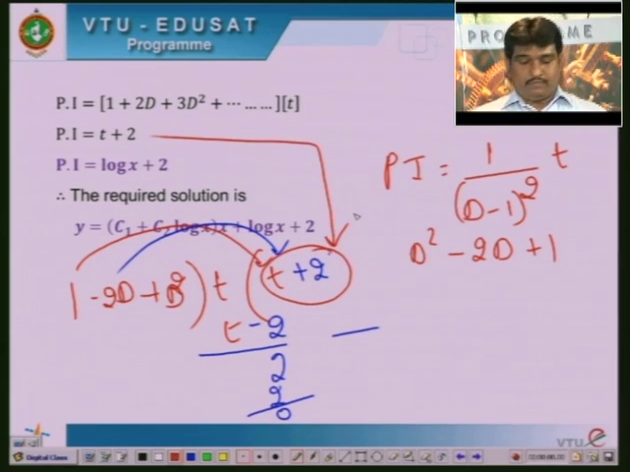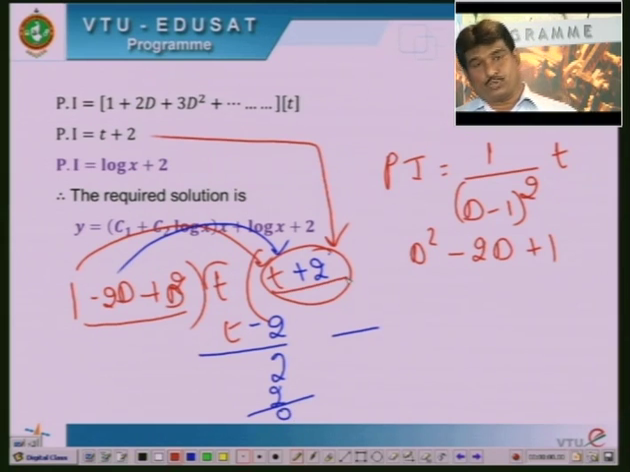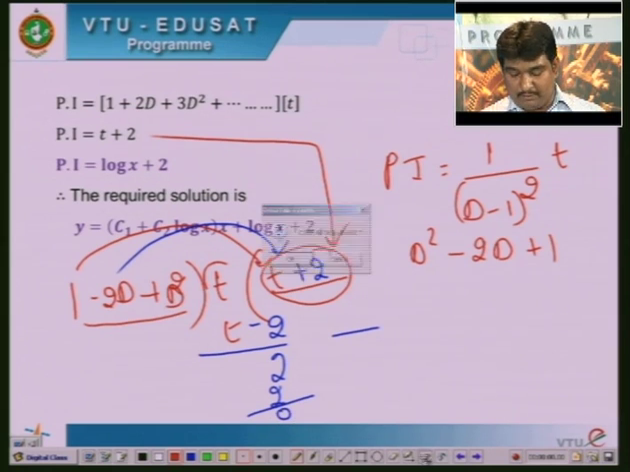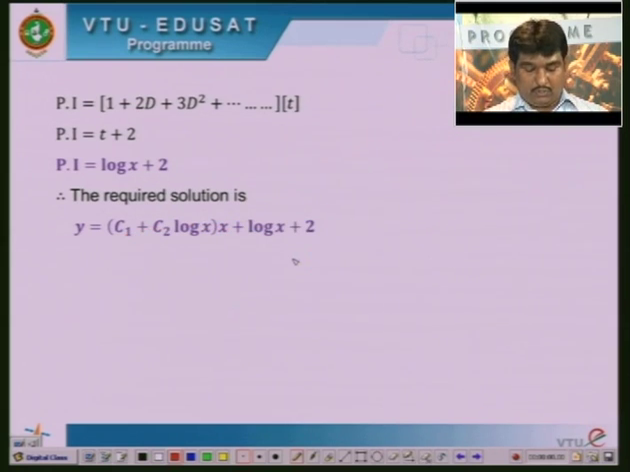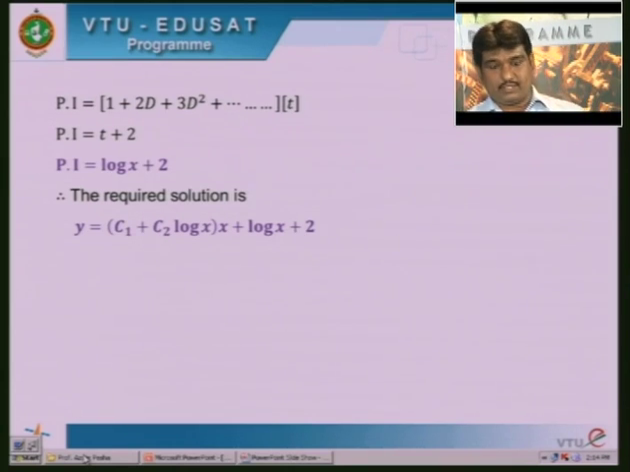Let me repeat, 1 minus 2D plus D square. I have written this in increasing order. T is the dividend. When you do it by division method, you will get 0 as remainder and t plus 2 as quotient. So t plus 2 is the particular integral. Now, solution is y equals CF plus PI.